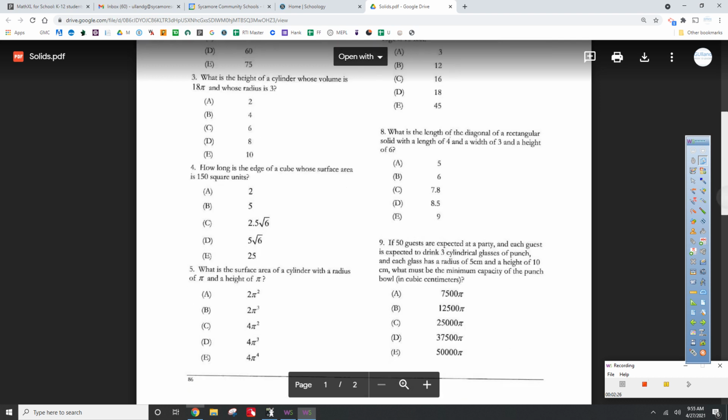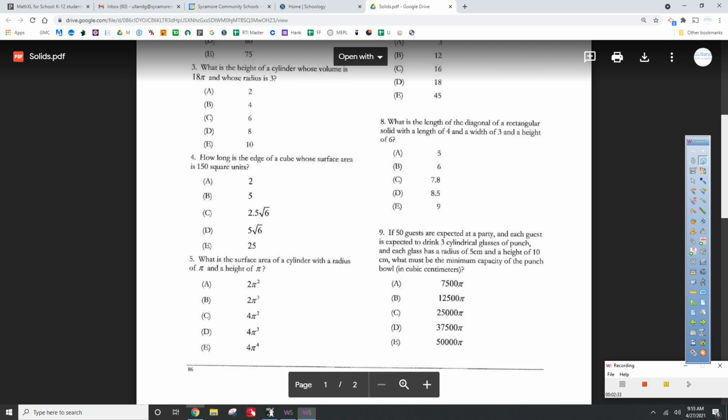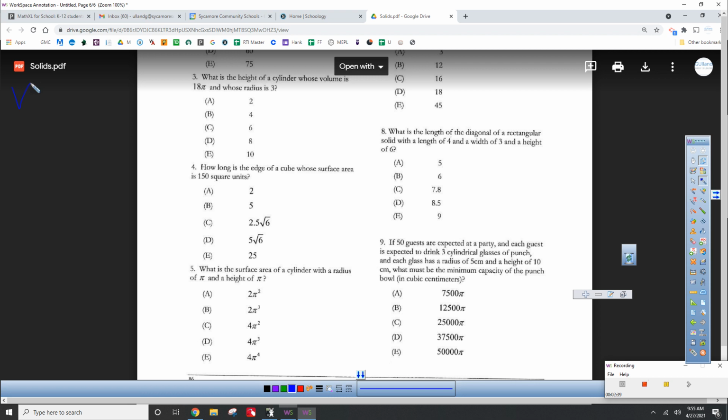What is the height of a cylinder whose volume is 18 pi? So volume of a cylinder is the area of the base times the height. The base of a cylinder is a circle, so it's pi r squared. So now let's plug in what we know. 18 pi is the volume. And that's pi times 3 squared, so 9, times h. Divide each side by pi. Divide each side by 9. And you get h is 2.